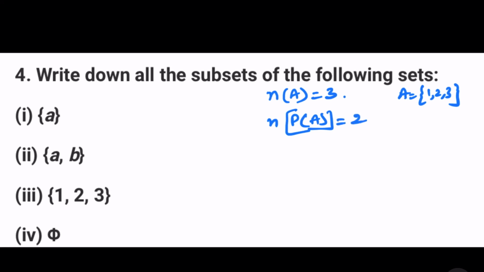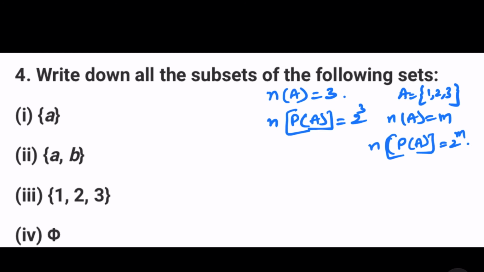So the power set of A will contain 2 to the power of 3 elements, since it contains 3 elements. That means if n(A) is equal to m, then the number of elements of the power set of A will be 2 to the power of m. This is the formula which you have to remember. The power set is nothing but the set of all subsets. Remembering this concept, we'll find the number of subsets so that you can understand it more easily. Write down all the subsets of the following sets.